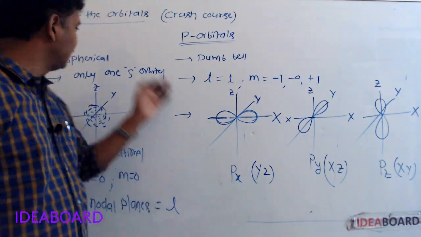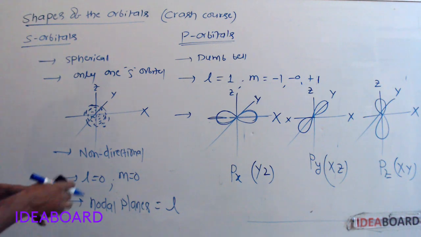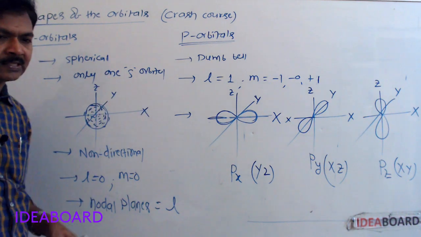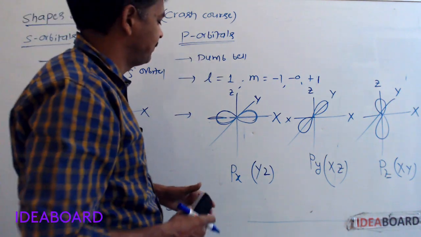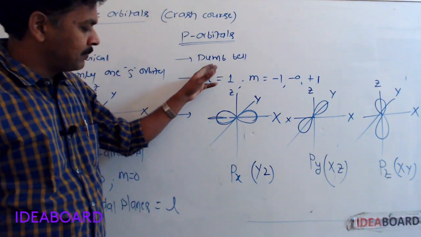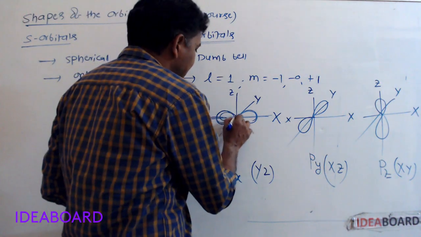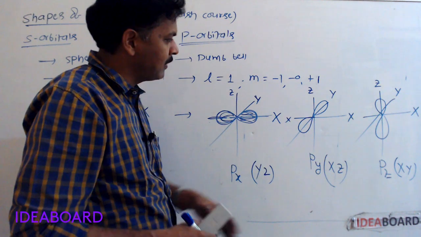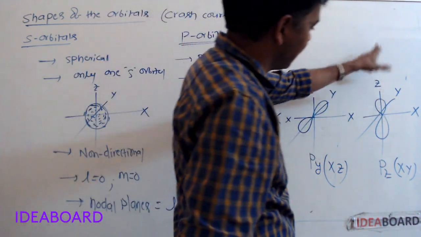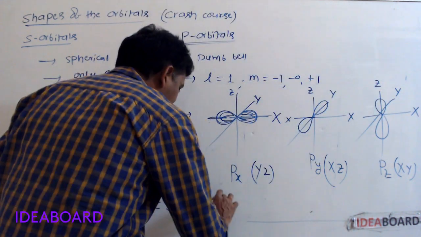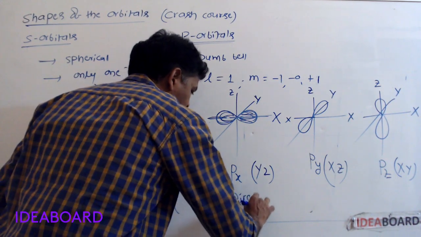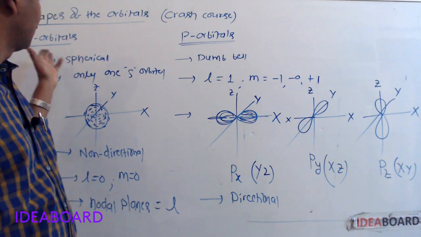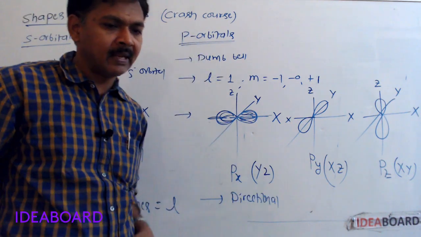So in case of s orbitals, electron density is concentrated in spherical shape along all the axes. But in case of p orbitals, if we take px orbital, lobes are oriented along the x-axis. If we take py, along the y-axis, for pz along the z-axis. So p orbitals are directional. S orbitals are non-directional, but p orbitals are directional.